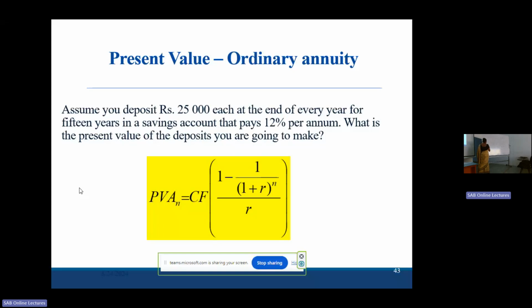Present value of this annuity is equal to the deposit of 25,000, which is the cash flow, times 1 minus 1.12 to the power minus 15, divided by 0.12, that is 12%.